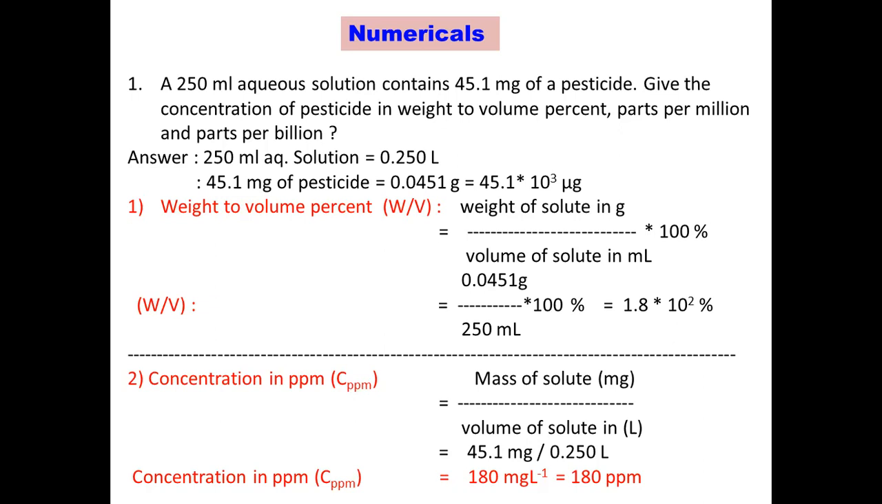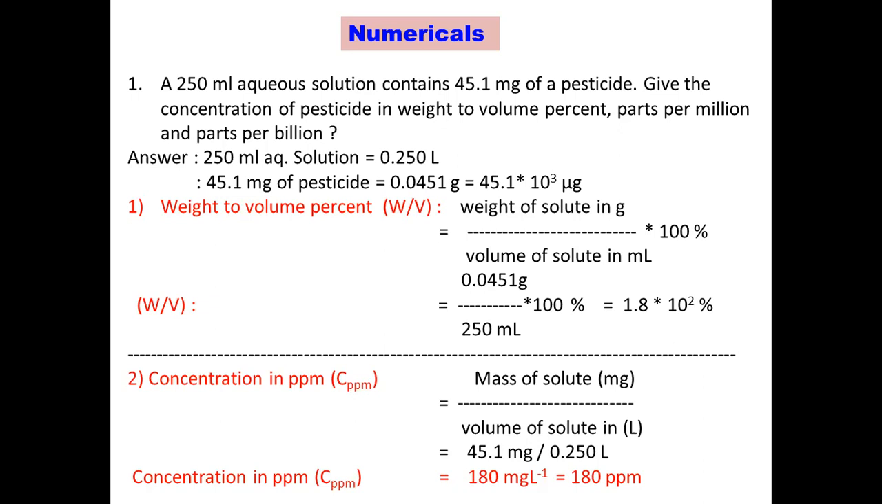So what is given in the question? 250 ml aqueous solution is equal to 0.250 liter, so we have converted ml to liter. 45.1 milligram of pesticide will be converted as 0.0451 gram, which is equal to 45.1 into 10 raised to 3 microgram. So these are the conversion factors.